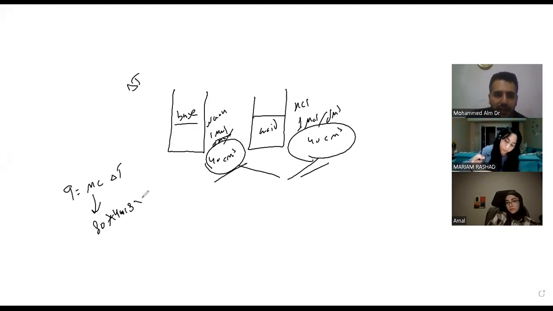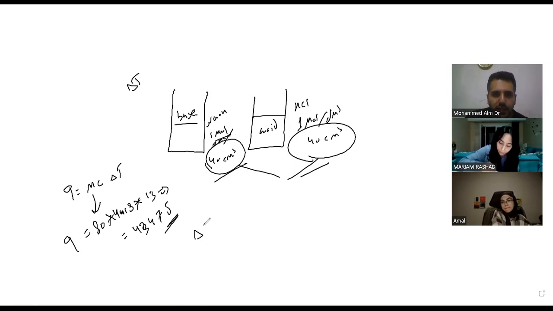Then c is 4.18, and delta T was 13. This is Q. What will be the product after multiplying them? 4,347. So 4,347 joule. Always, guys, the unit is always joule.